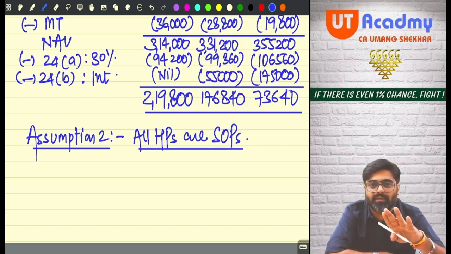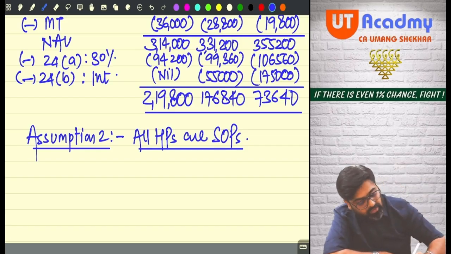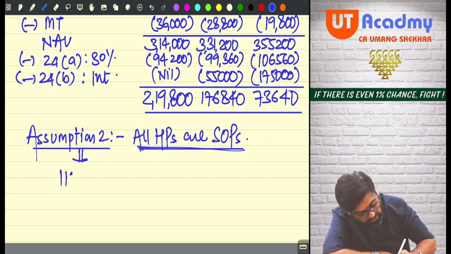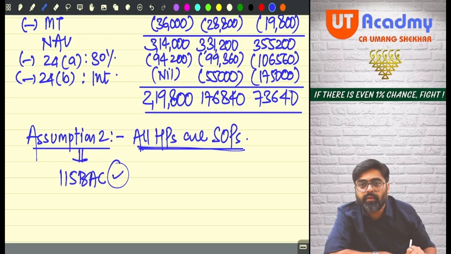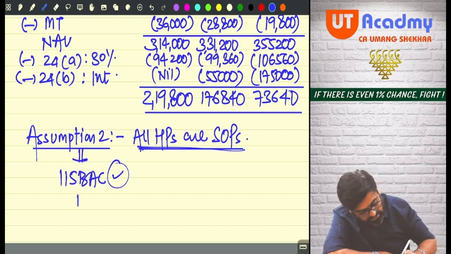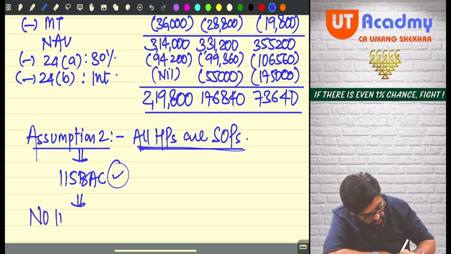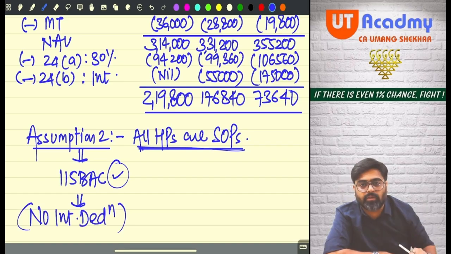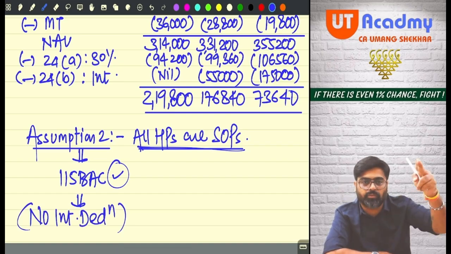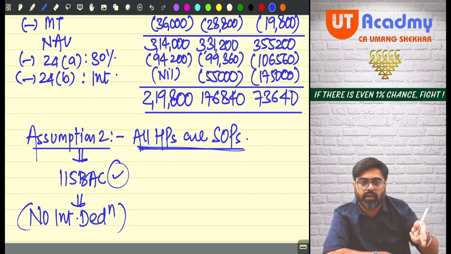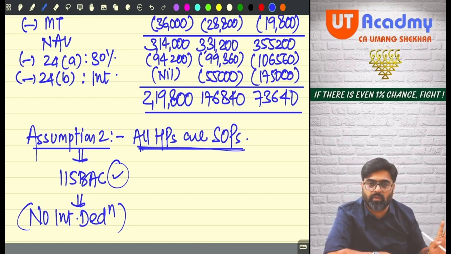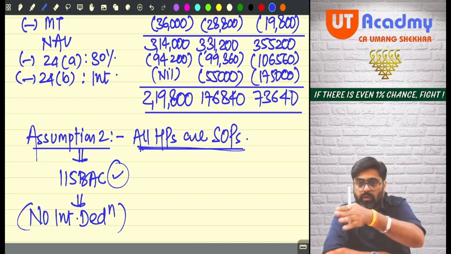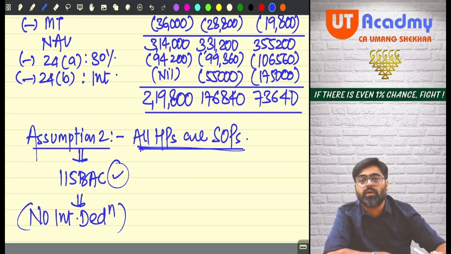Getting my point? So if assumption 2 is that all the house properties are SOP, in that I am assuming that, for example, 115 BSE was followed, then there is no interest deduction, yes or no? No interest deduction for any of the house properties. If the house property is treated as SOP, from that interest deduction will not be allowed. Why? Because 115 BSE you are following, yes or no?